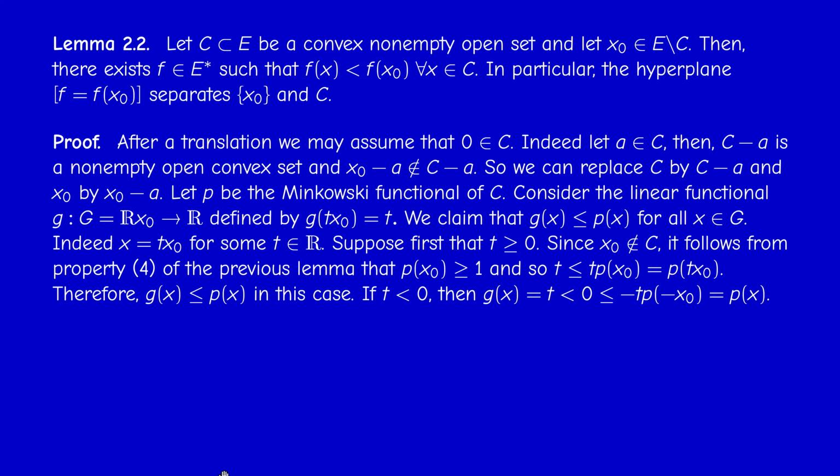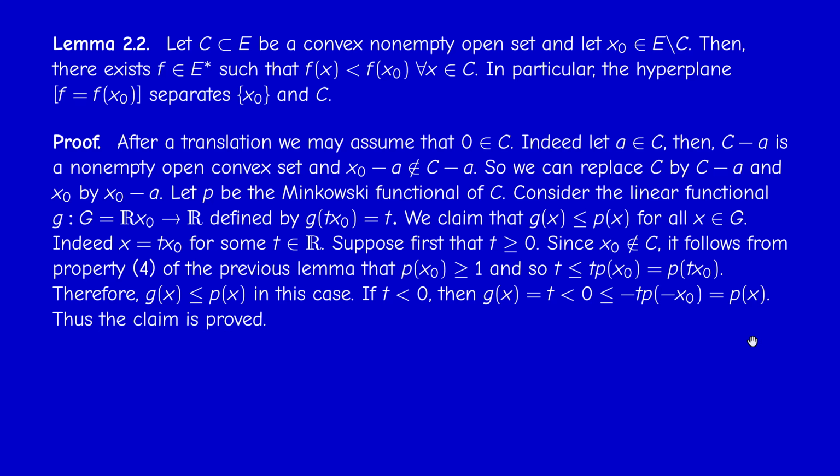Now, the other case, if t is negative, then by definition, g of x is just t, and this is negative. Now, minus t is positive, and p is something non-negative. So the product is positive times positive. And now, I also use positive homogeneity, so I can put the minus t inside. So I get p of minus t times minus x0, but by the usual rules of a vector space, minus t times minus x0 is just t times x0, which is just x. So once again, you have g of x, in this case strictly less than p of x.